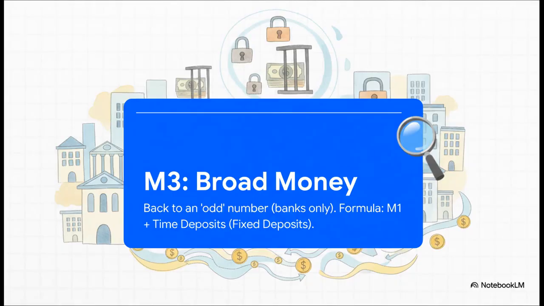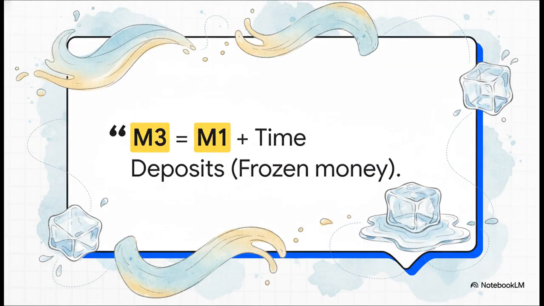Okay, we're back to an odd number with M3. So you know the drill. We're focused only on the banking system again. M3 takes all that super liquid M1 money, and then it adds the frozen money, those fixed deposits that are locked away in banks. This is where our ice cube metaphor really comes back into play. M3 combines the liquid water of M1 with the frozen FDs sitting in the bank. This is actually the measure you hear about the most, because it gives a really great, broad picture of the money in the main banking system.